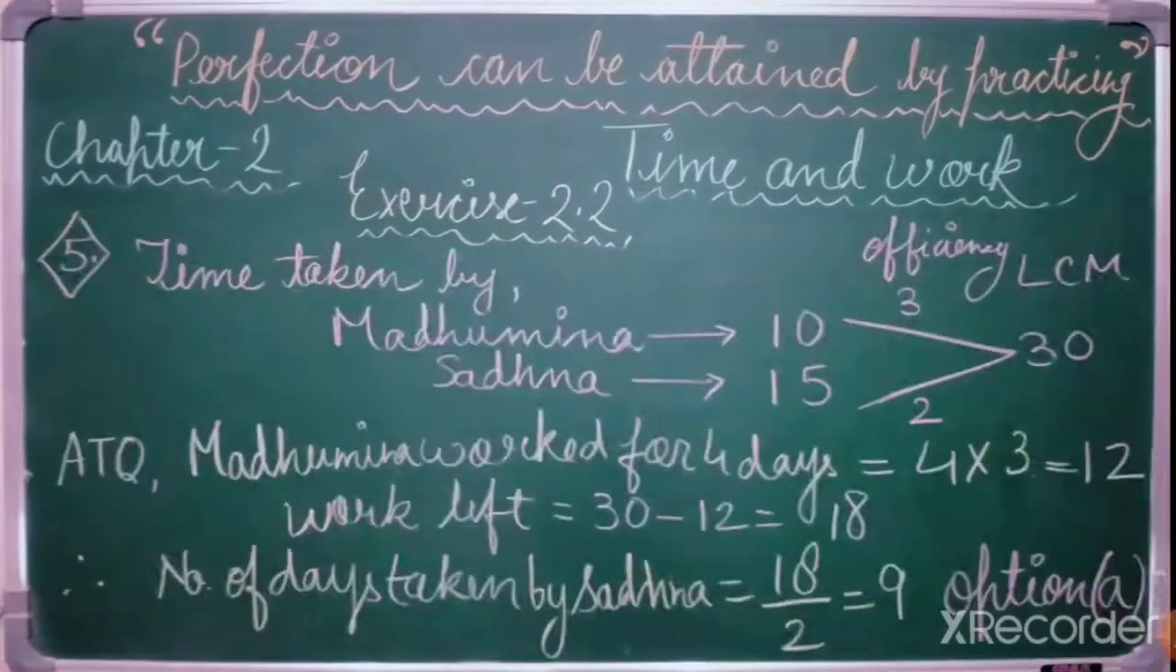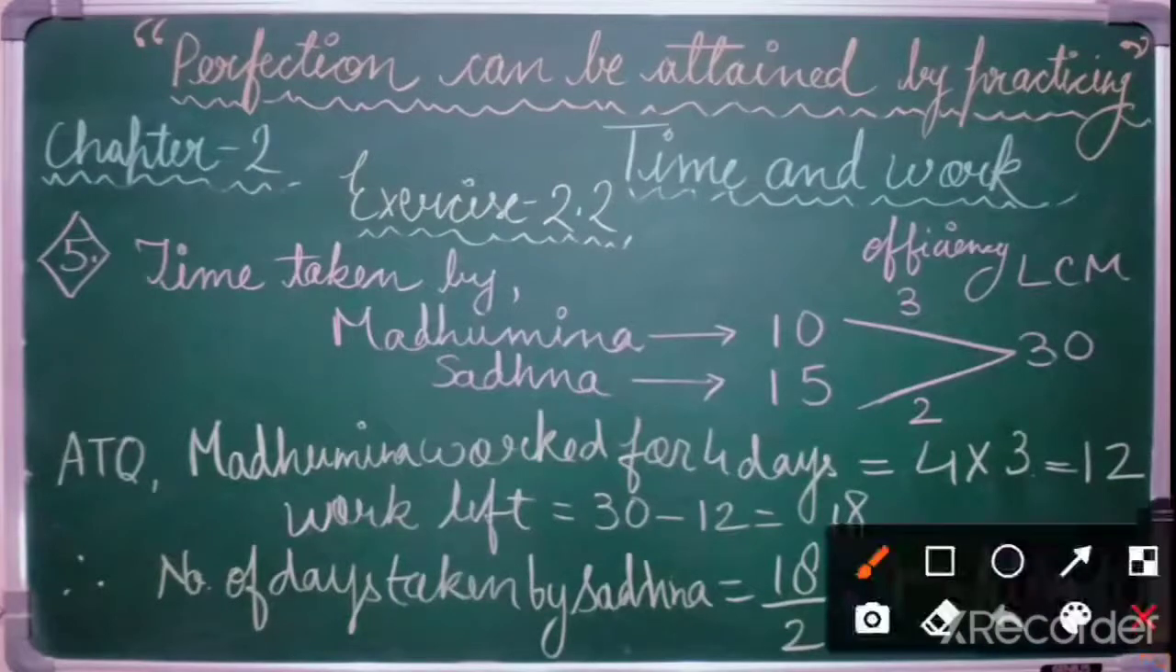Moving to question number 5. Madhumina needs 10 days for an embroidery work while Sadhana needs 15 days to complete the same. So the number of days taken by Madhumina is 10, and by Sadhana is 15. After taking out their LCM, we got 30 as the total work. So the efficiency of Madhumina would be 3, since 10 3s are 30, and of Sadhana would be 2, since 15 2s are 30.